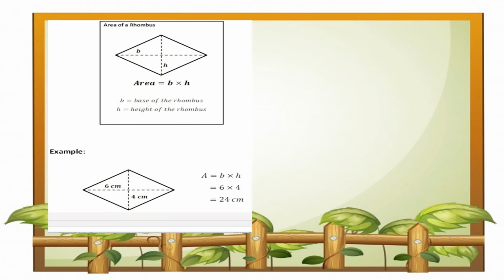Another example. This is the area of a rhombus. Okay, this is a rhombus. So this is the formula that you are going to use to find the area of the rhombus. That is, area equals B times H. B means base of the rhombus and H is height of the rhombus. Example, the base is 6 centimeter and the height is 4 centimeter. So A is equal to B times H, so equal to 6 times 4 is equal to 24 centimeter.